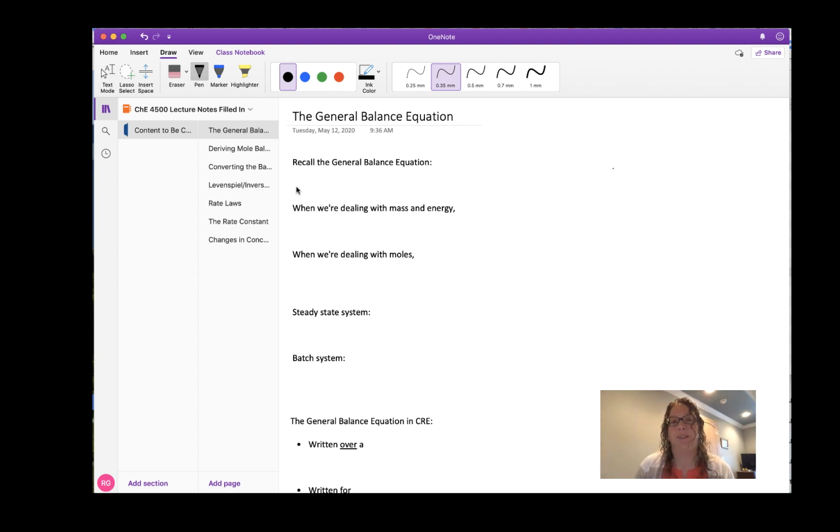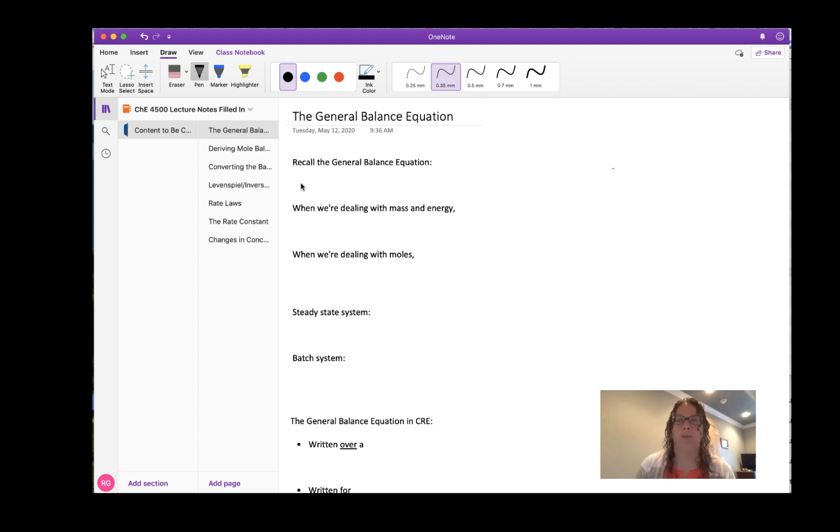Essentially, we spend a lot of the semester deriving and solving mole balances and energy balances. So if we have a reactor and we couple together the mole balance and the energy balance, we can call that the set of design equations for the reactor. And we can use that to learn how to design a reactor.